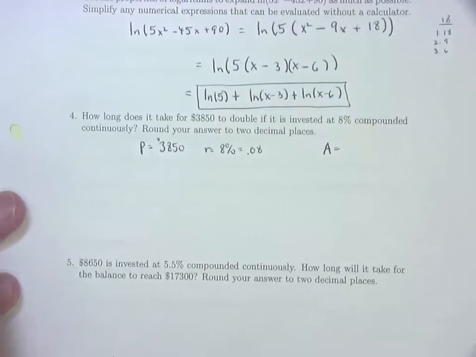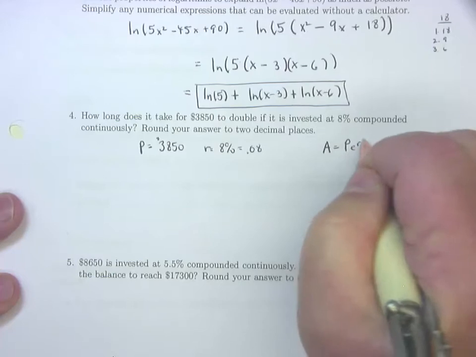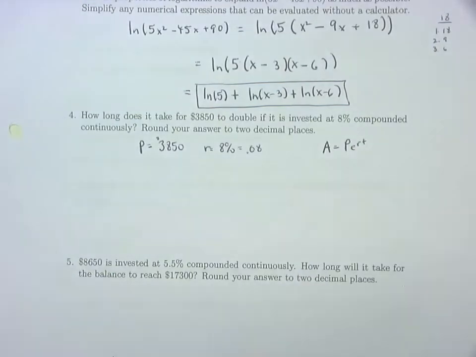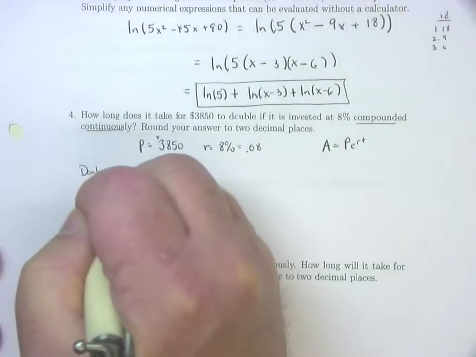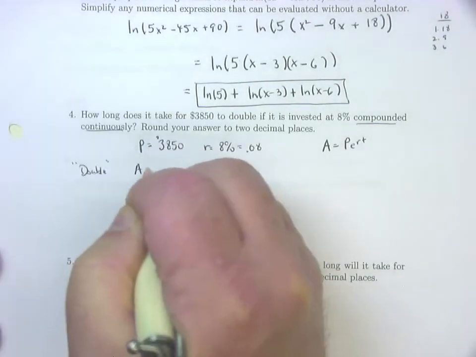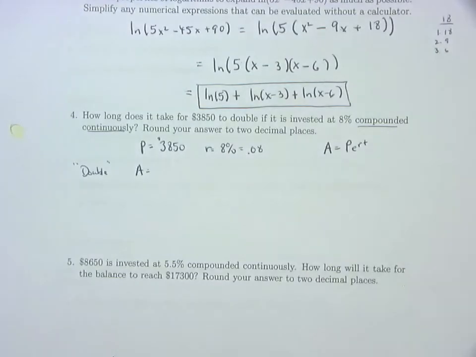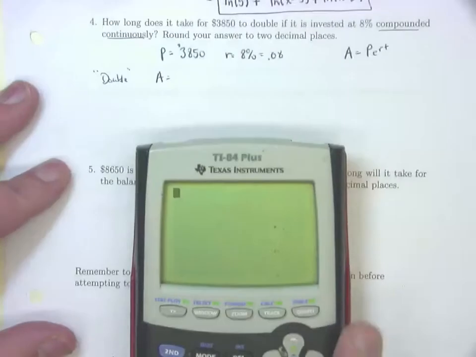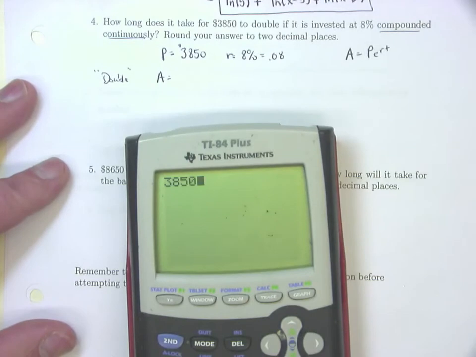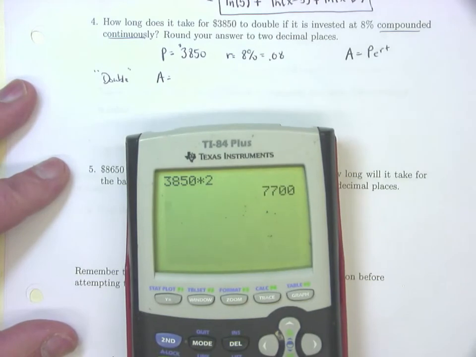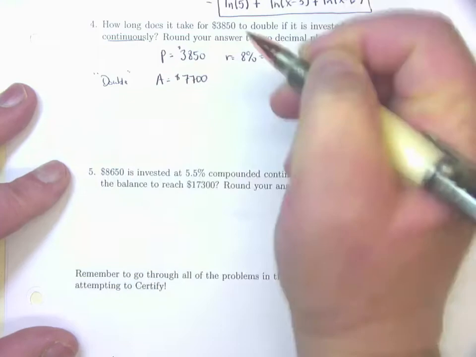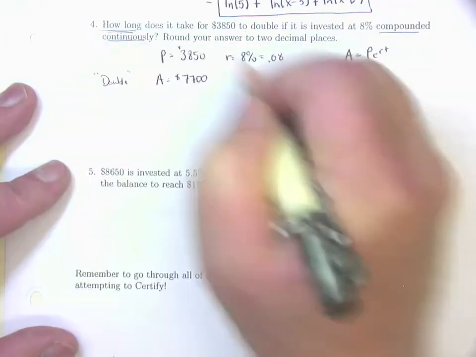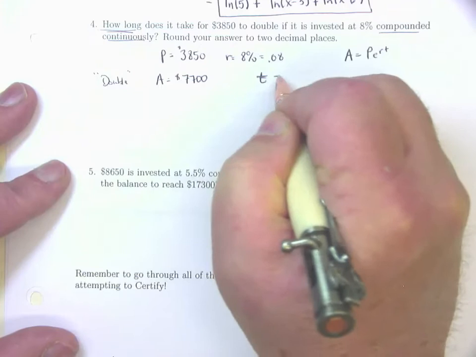A equals Pert. Very good. Knowing your formulas, compounded continuously tells you the formula which you use. And we want to double. The amount we want back is going to be, well, time for a calculator now. I got $3,850, and we want to double that, times 2, makes it $7,700. And the question is, how long is a question of time?